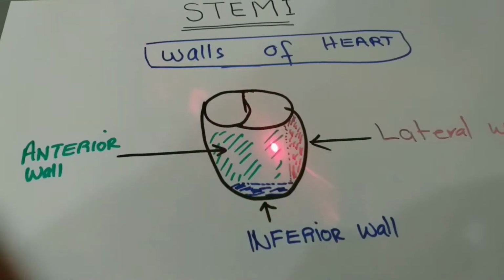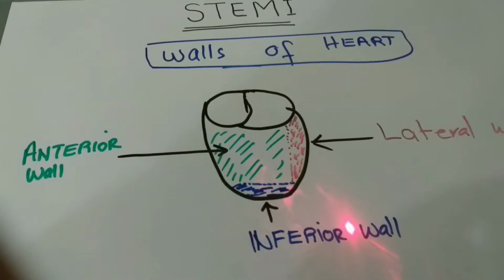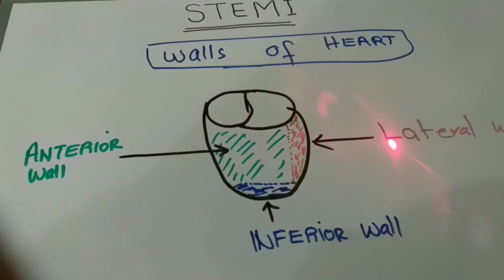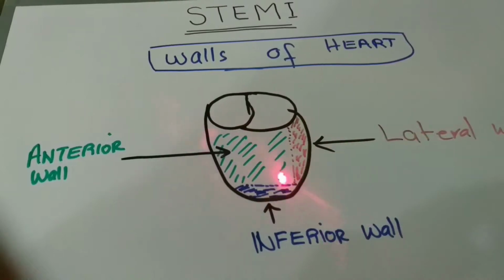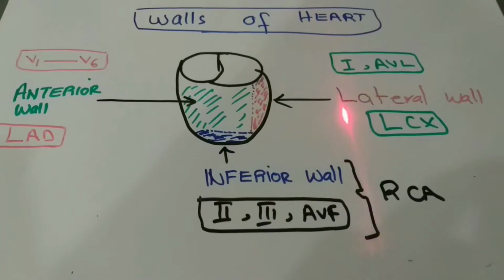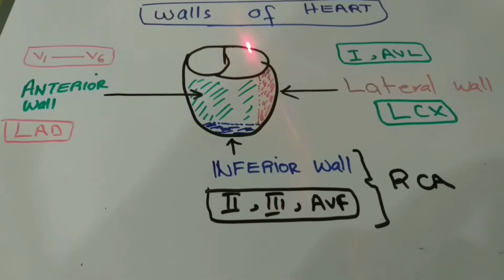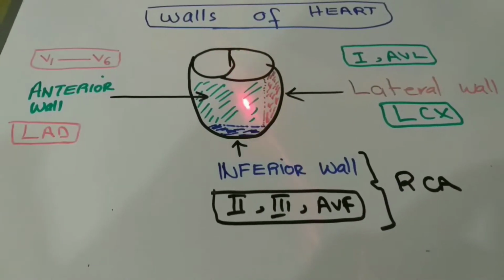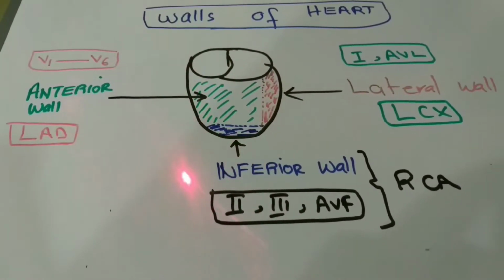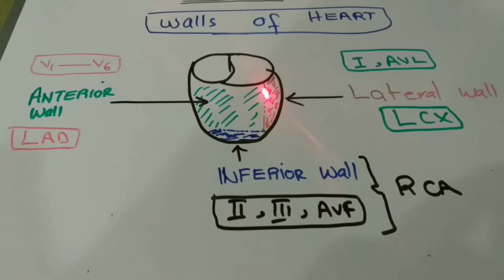So the heart is like your fist, and it's placed on the diaphragm. It's placed with its inferior wall right on the diaphragm, a very small lateral wall, and a large anterior wall. Now another very important factor we need to remember is the association of the wall with the ECG leads, and the association of the ECG leads and the wall with the coronary artery which supplies that particular wall.